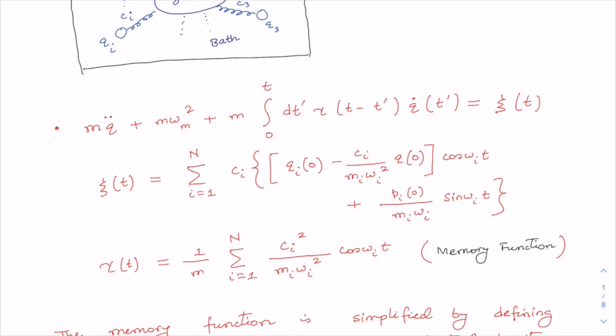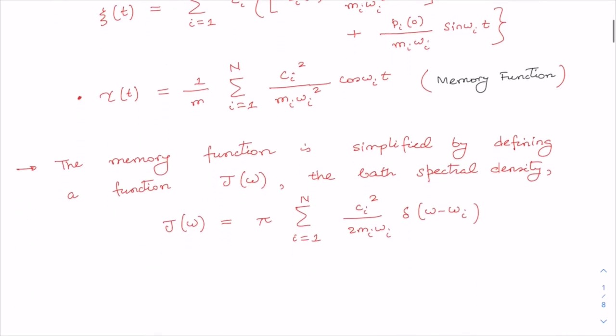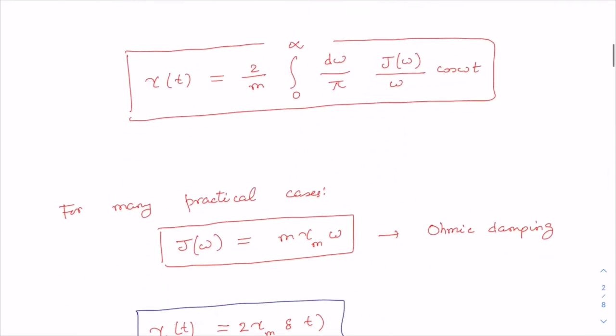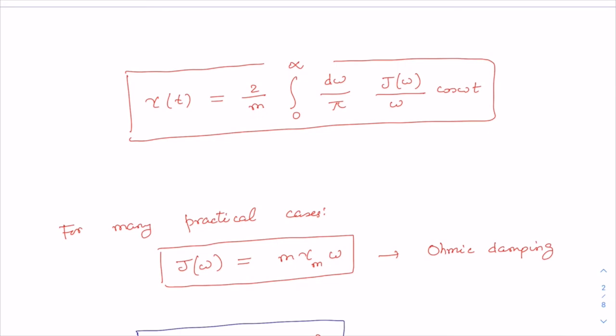We got a memory function defined as this quantity gamma of t, and on the right hand side of the equation we get a parameter called xi of t, and this is the so-called Langevin noise. This memory function was simplified by defining a function called the bath spectral density, denoted by J of omega, and using this the memory function can be written in this particular form.